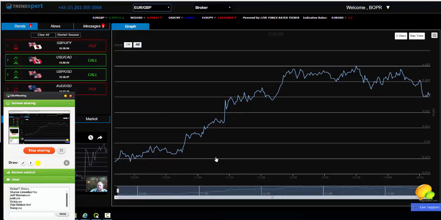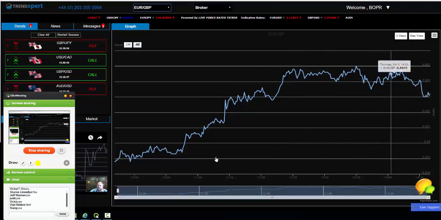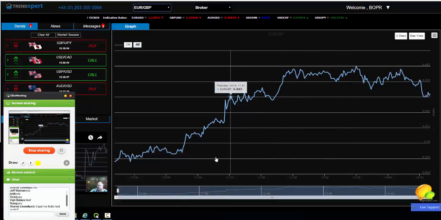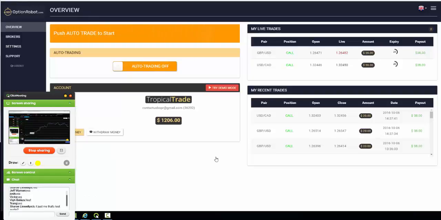Please. Okay, I can understand why there's no trades on the Euro GBP. It's more or less flat, as you can see there. I mean, I think we can all see that. If you guys are doing manual trading, by the way, and you're not using Option Robot, don't forget, if you're using things like IQ Options or Metafor or Trend Expert, you don't have to trade if you don't want to. Remember that.